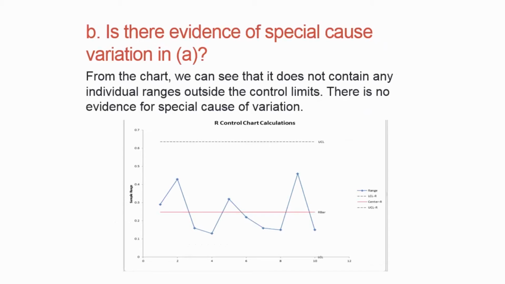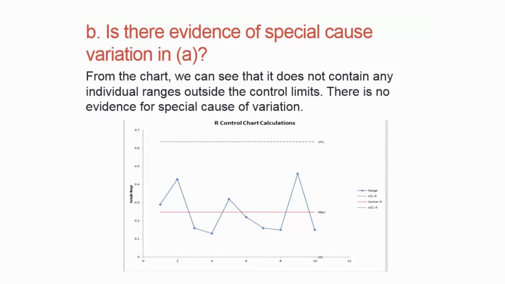Is there evidence of special cause variation? If we graph the data, this is what it looks like. It goes up and down around the R-bar value. There's nothing near the upper control limit or the lower control limit. It seems to be a random process. There's not any trend in the data where you have 7 points in a row above or below the average, or going up or going down. So therefore, there is no special cause of variation.